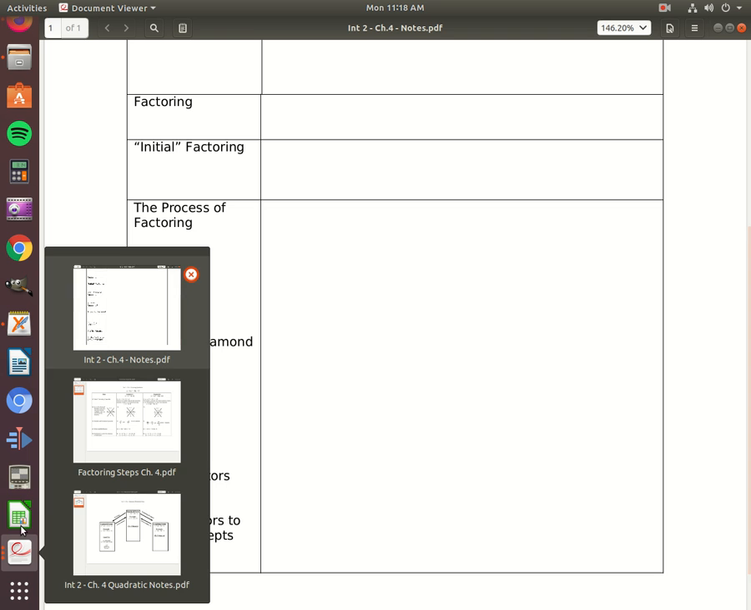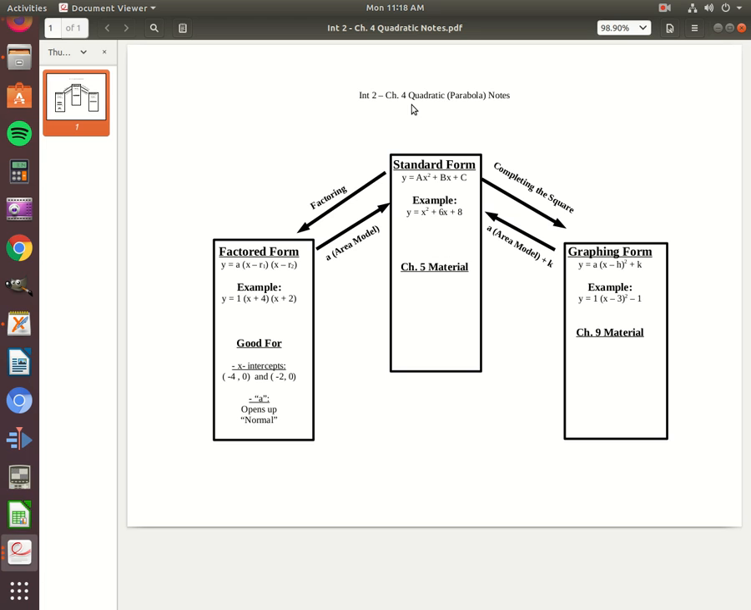Also, I want to draw your attention to a couple of other note pages. So this essentially is the quadratic parabola notes, and you can see we're starting in standard form, and the entirety of chapter 4 is to go from standard form into factored form so that we can get our x-intercepts. I'll talk about what the A means later, but you can see an example where we have it written as a sum, and then we're going to factor it into a product. That's really the entirety of chapter 4. It's just going in this direction.